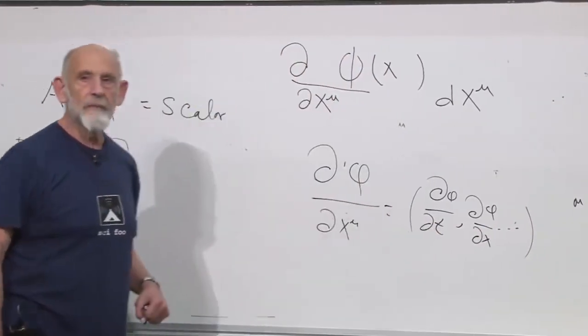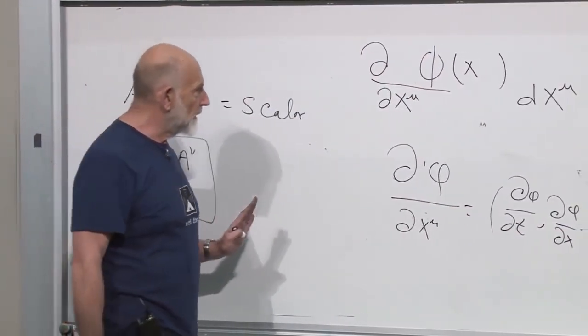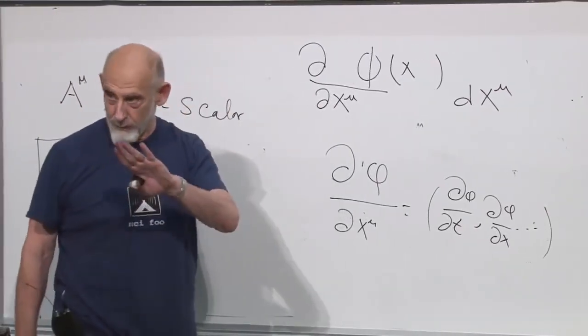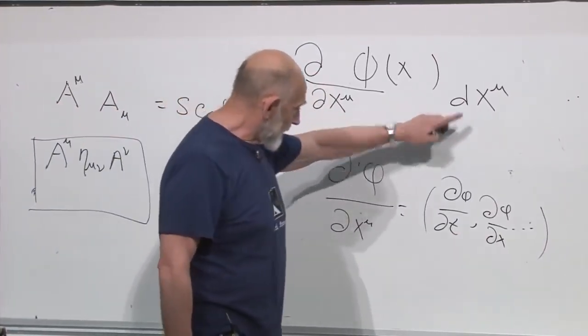So the upper mu in the denominator is like a lower mu. Is that the notation? Yes, that's what we're finding. That's what I was going to say. Right.